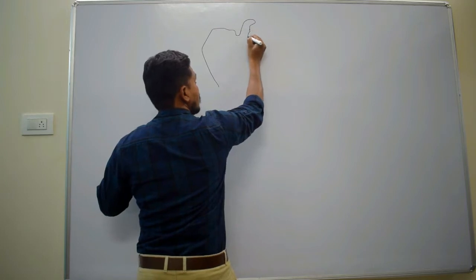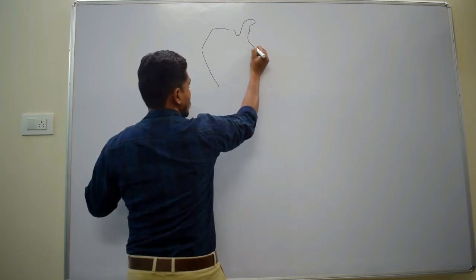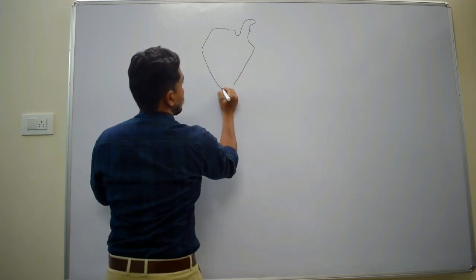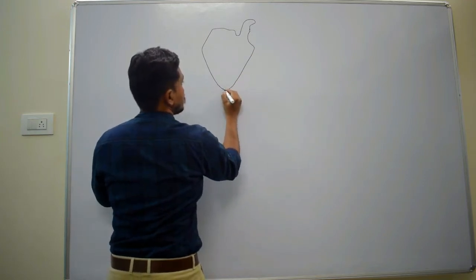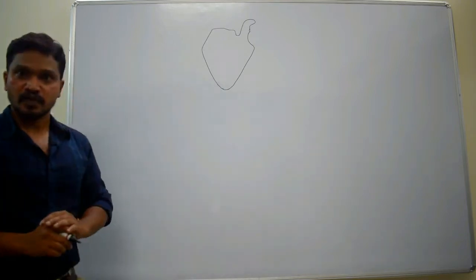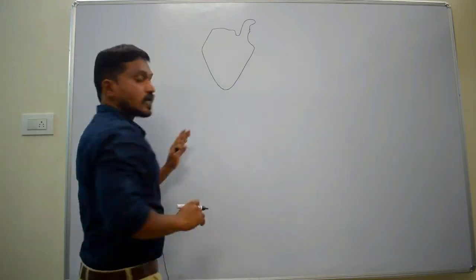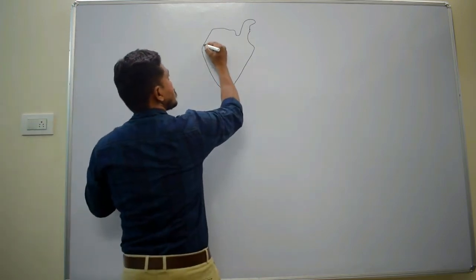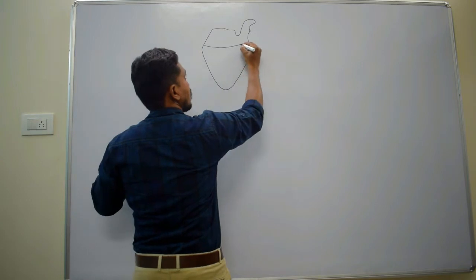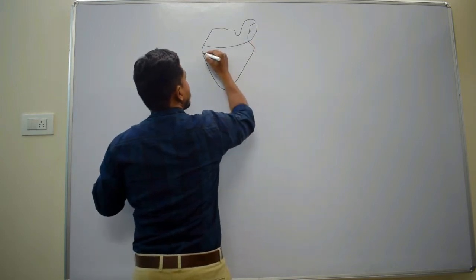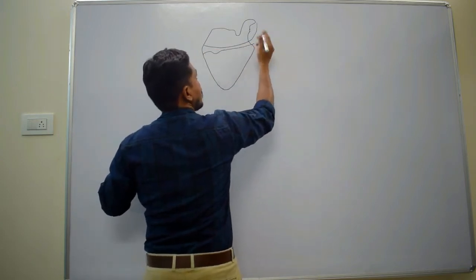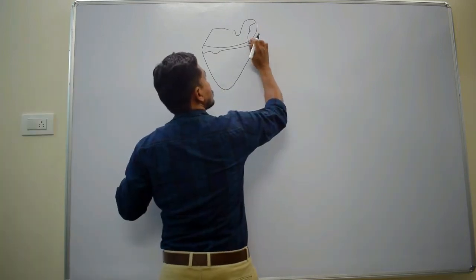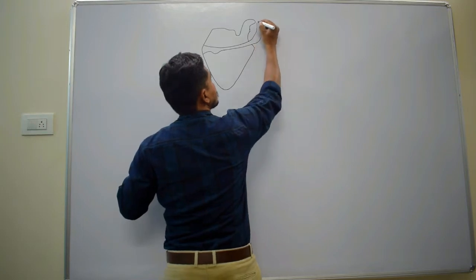What is this fossa? Glenoid fossa. And this is the lateral border of the scapula. Of course, this is the inferior angle of the scapula. So, this is the scapula, right? Since we are seeing the posterior aspect of the scapula, here we can find the spine. This is the spine of the scapula. In the lateral part, it becomes the acromion process. So, this is the acromion process.